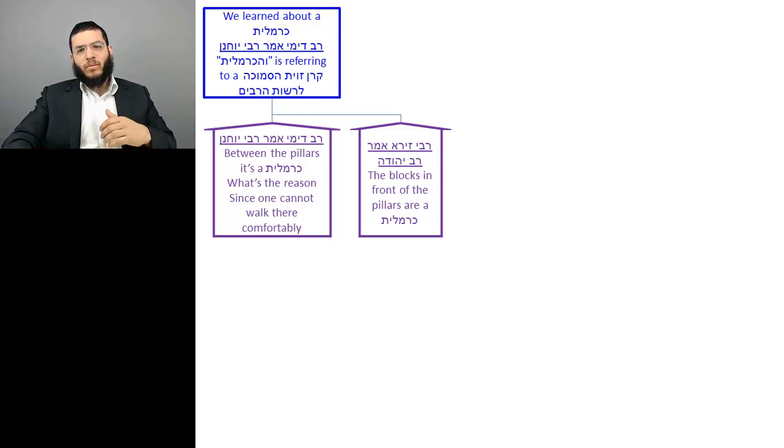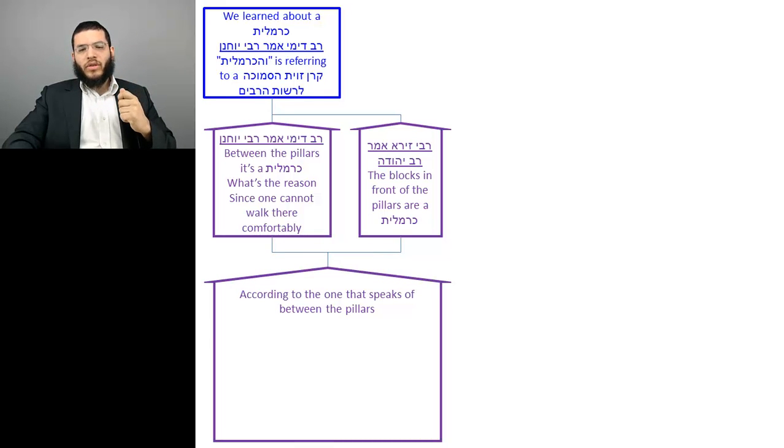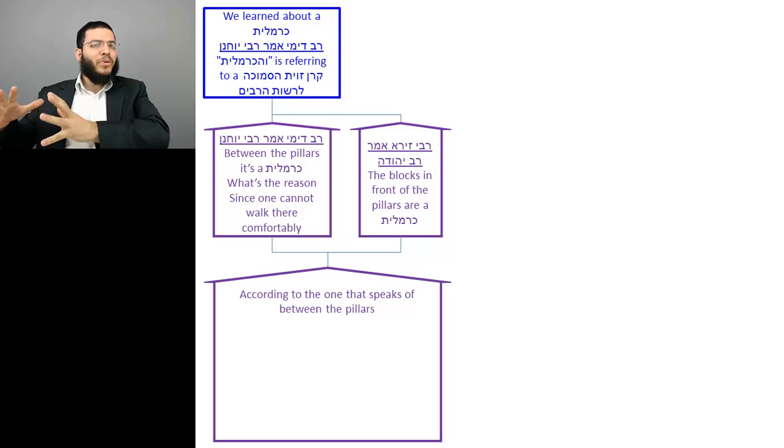And now the Gemara continues and talks about these two teachings, compares them in a way, and says as follows: Lamanda Amar, according to the one that speaks about between the pillars, according to Rav Dimi Amar Rabbi Yechanan, it says that between the pillars is a Carmelist.